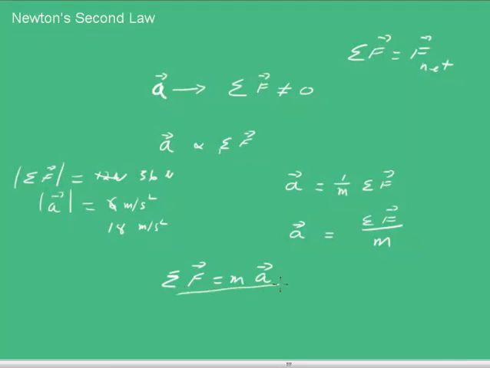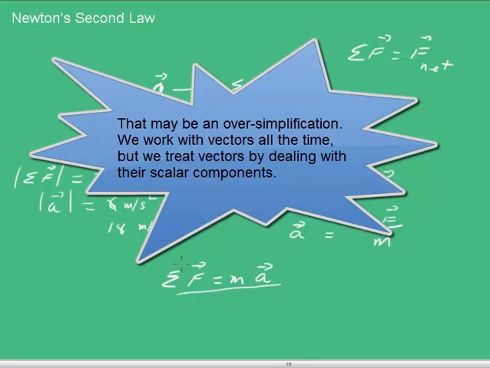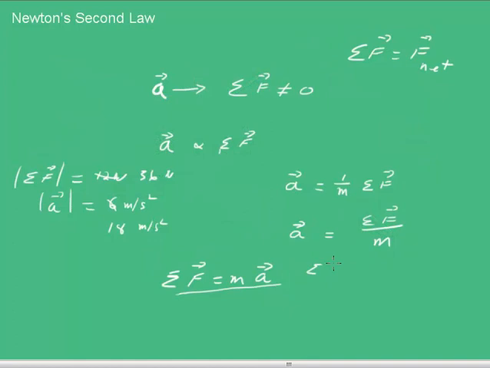Here we have Newton's law expressed in vectorial form. Now this is perfectly okay, but in this course we work pretty much with scalars all the time. So we need to find a way to express this in scalar form, and that's pretty easy. All we need to say is that the sum of the x scalar components of the force is equal to the mass times the x scalar component of the acceleration. And likewise, the sum of the y scalar components of the force is equal to the mass times the y scalar component of the acceleration.